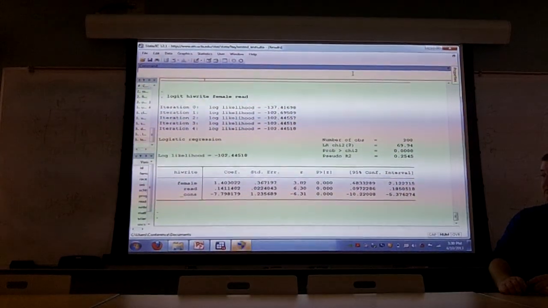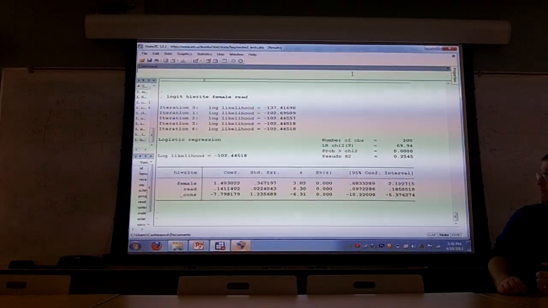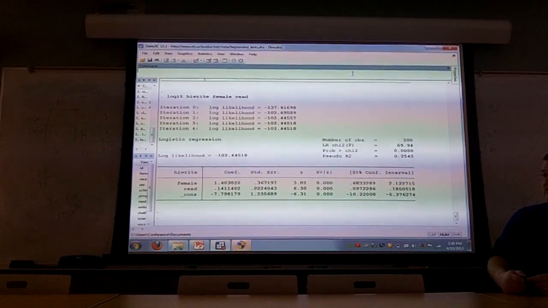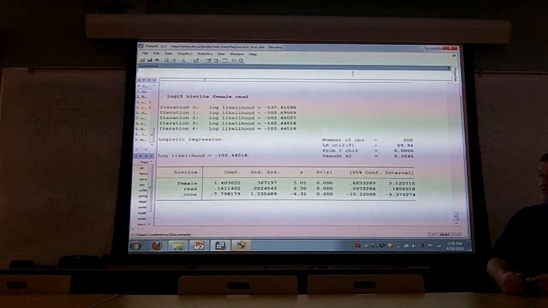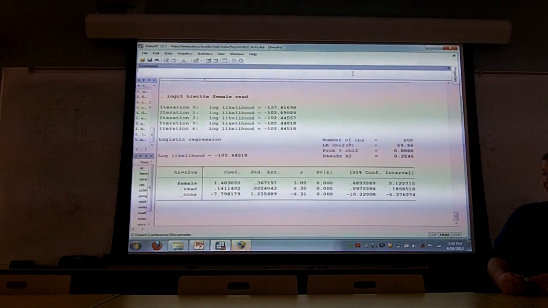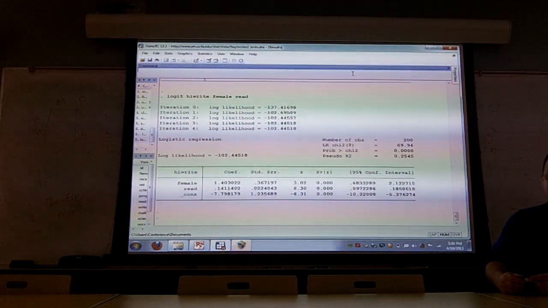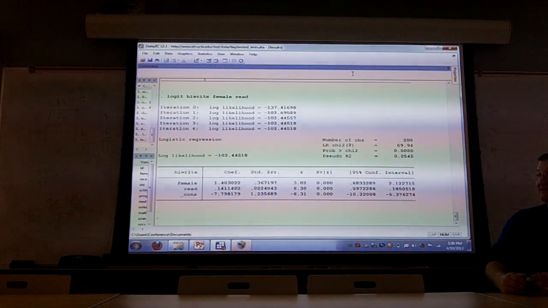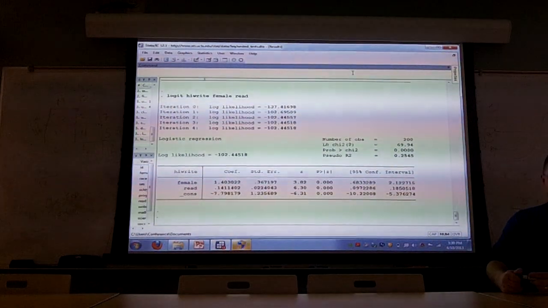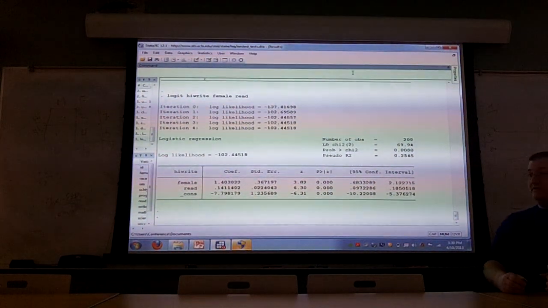Make sense? Okay. So a male who gets a 0 on their reading test has no shot of having an above average writing score. So that's how I would interpret that constant, the intercept.